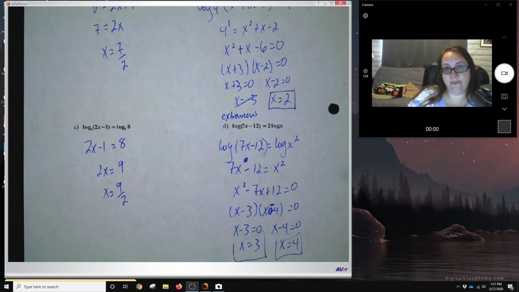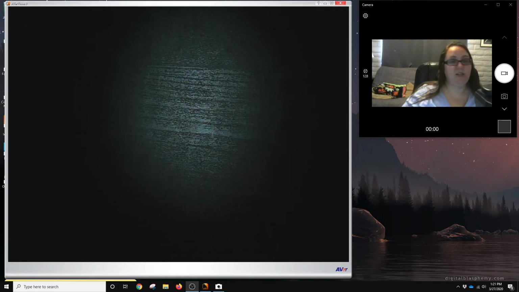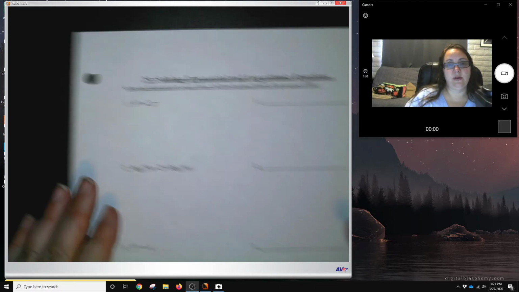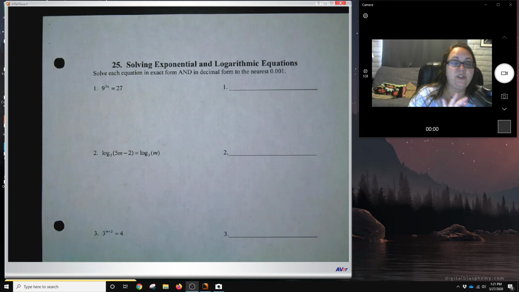Okay, let's continue solving log equations. So here, if we have an exponential, I'm going to try to get the bases the same if I can, and if I can't, then I'll use a log.